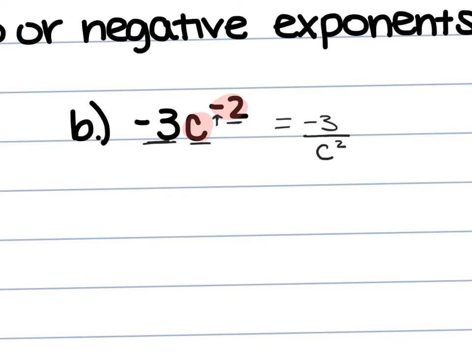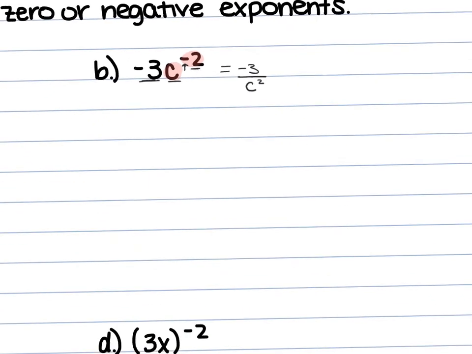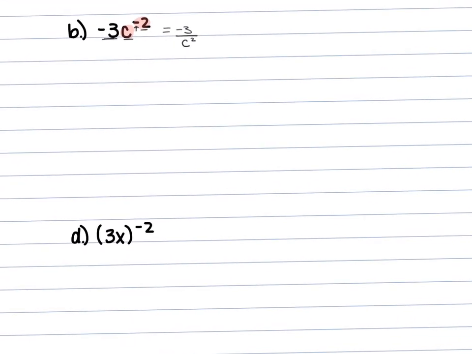Okay, so remember this problem, because when we get to D, so we're on B right now, we're going to see something a little bit different here, because remember I said that only c was being raised to the negative second power. But when we get to D, you're going to see that it's a little bit different, and it's because there's parentheses involved. Let's jump to D right now, actually. Instead of doing this in order, let's go to D right now.